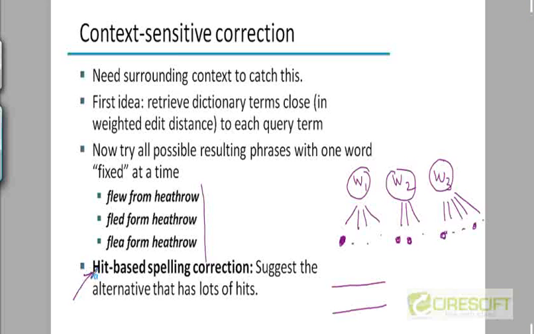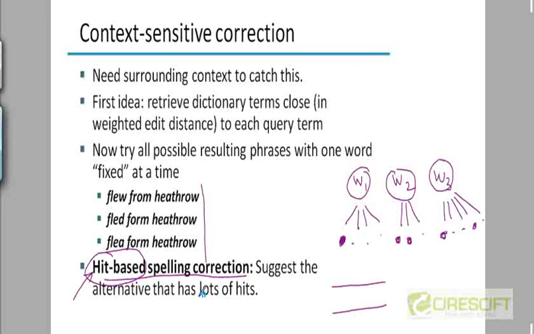So this is called hit-based spelling correction, where you take all the enumerated phrases and you decide which is the good suggestion based on the number of hits in the corpus, how many times that phrase appears in the corpus. So if there are some phrases that appear much more frequently than other phrases, you will just present those as spelling suggestions.